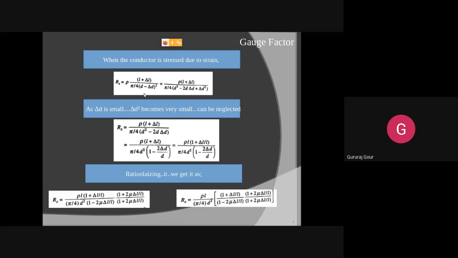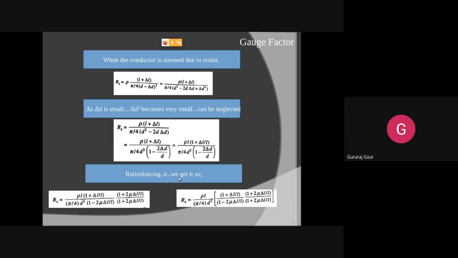After applying the strain, the resistance is Rs. Now as delta D is very small, if you take the square of any small value, you will again get a very small value, and that can be neglected. If you neglect delta D square from this expression, the Rs equation reduces to this form. So practice this with pen and paper, you will come to know. You can also refer to the study material.